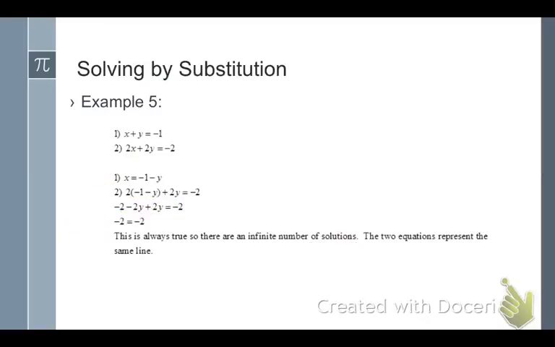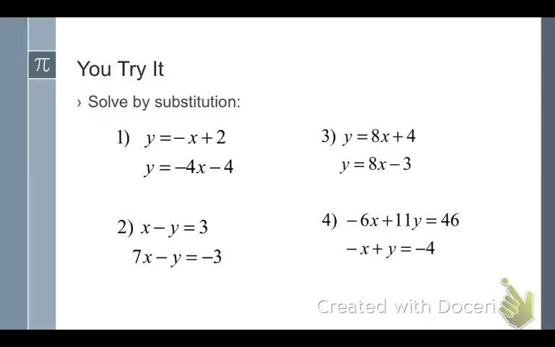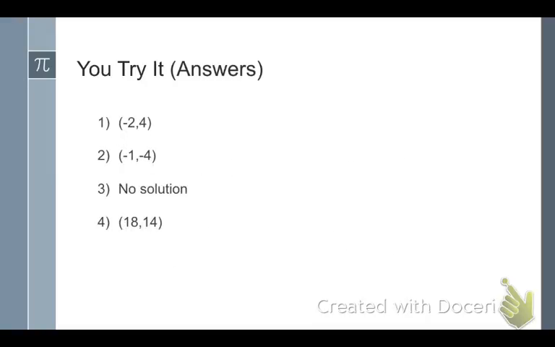All right, let's see. We have some for you to try. So solve these by substitution. They all have a variable that's either already isolated or easily isolated. So try these 4 problems and come back and see the answers. And here you go. Here are your answers.